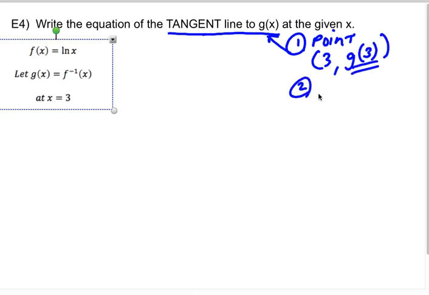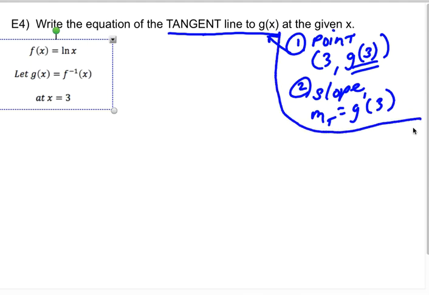And the second thing is I need a slope, right? And my tangent slope is going to be G prime of 3, which is that same scale that we've been looking at. Once I have a point and a slope, I can write my answer in point slope, right? So hang on, get rid of this little box thing. There we go. All right, so let's walk through this.